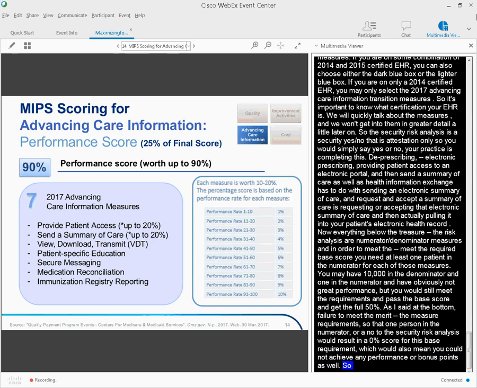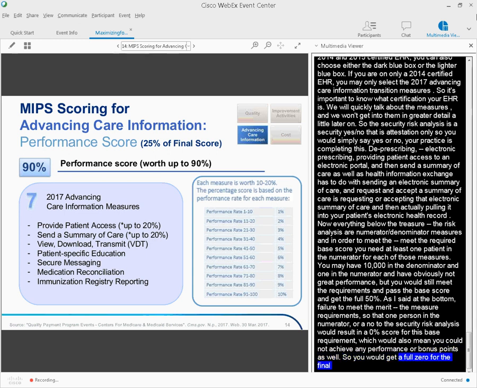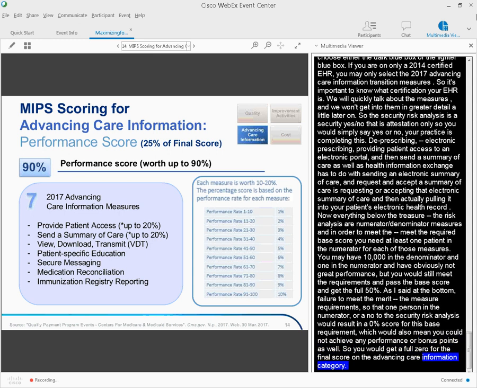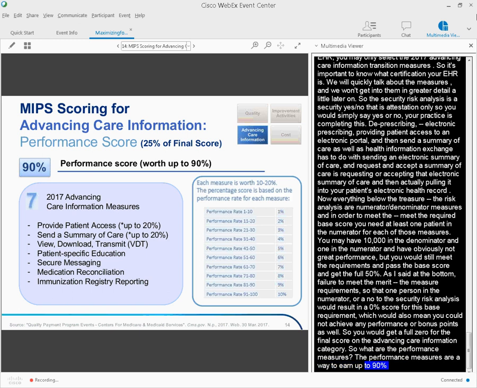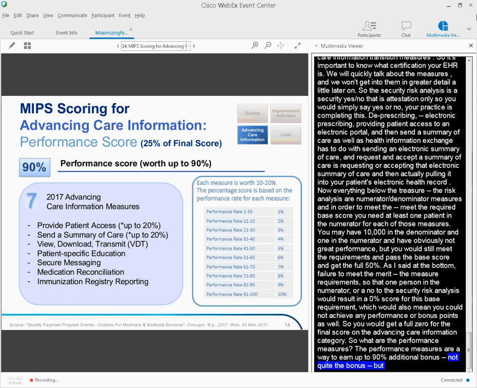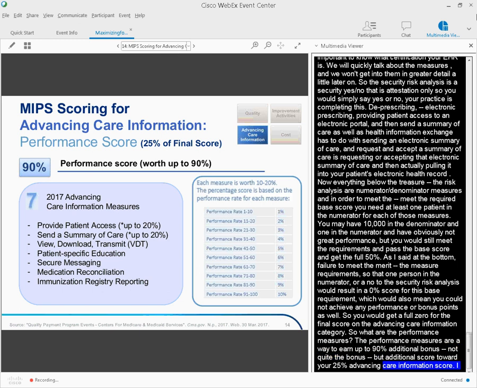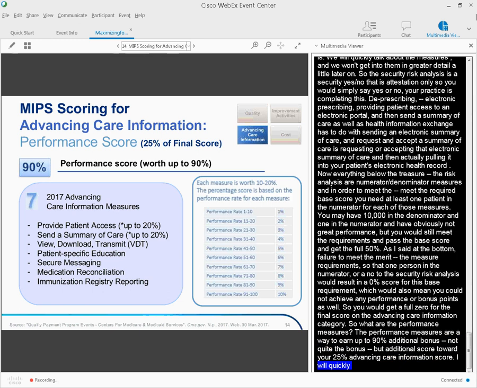So what are the performance measures? The performance measures are a way to earn up to 90% additional bonus, well, it's not quite the bonus, but additional score towards your 25% advancing care information score. I'm going to quickly talk about the advancing care information 2017 transition requirements first, because it seems like a lot of the practices and clinicians we've worked with are on 2014 certified EHRs.